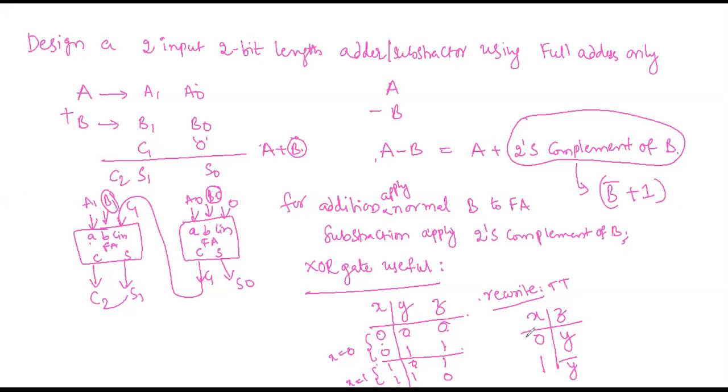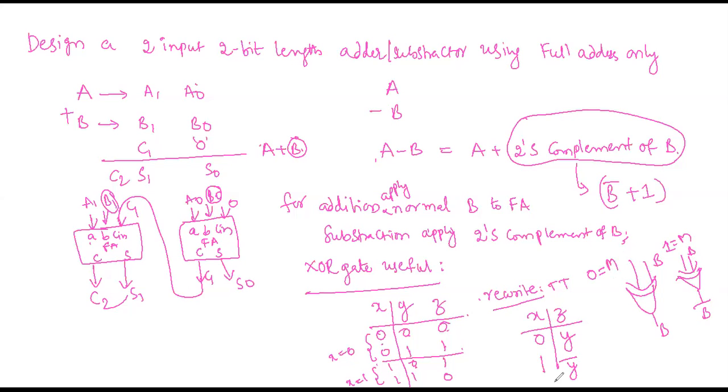So if we give the B value to the XOR gate, and we take one controlling input M, then if M is equal to 0, we will get normal B. If M is equal to 1, we will get B bar.